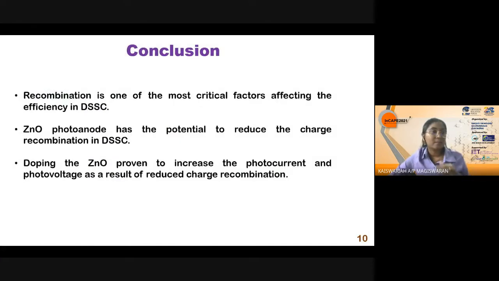Recombination is one of the most critical factors affecting the efficiency in DSSC. Zinc oxide photoanodes have the potential to reduce the charge recombination in DSSC. Doping the zinc oxide is proven to increase the photocurrent and photovoltage as a result of reduced charge recombinations.